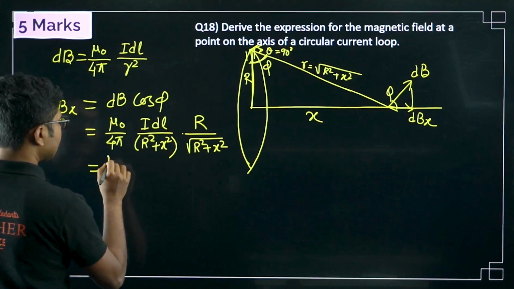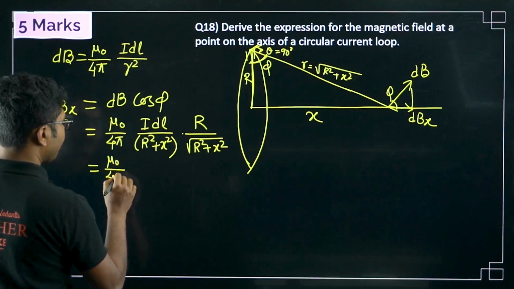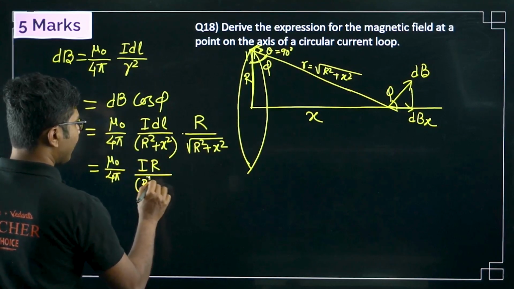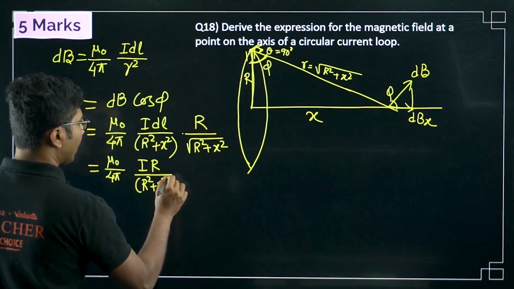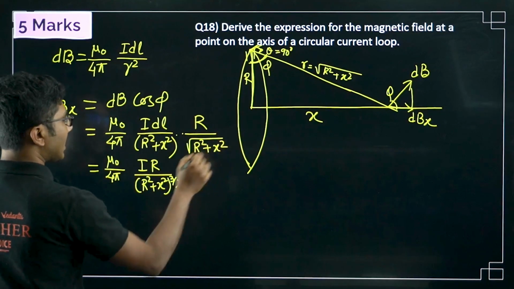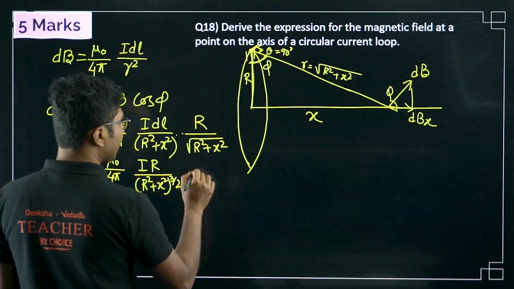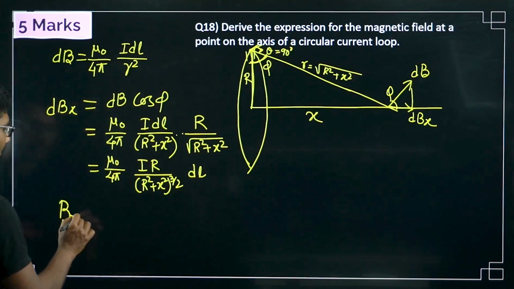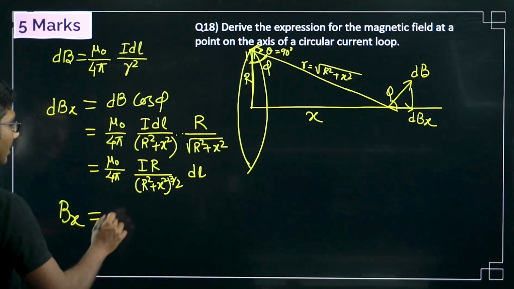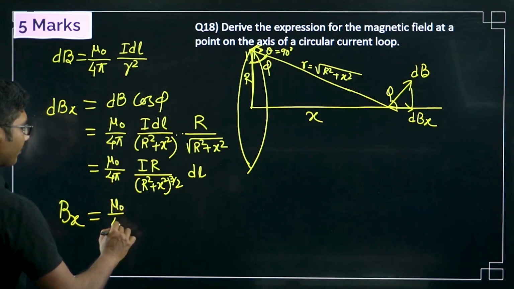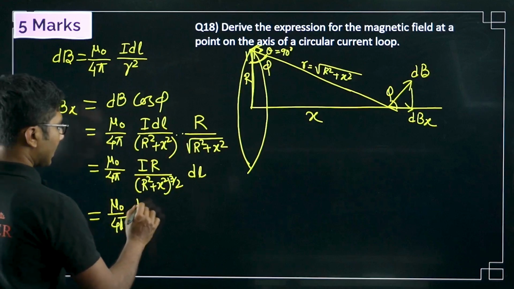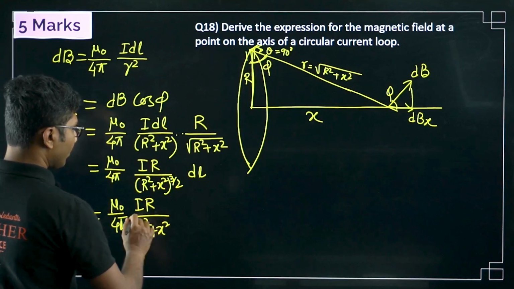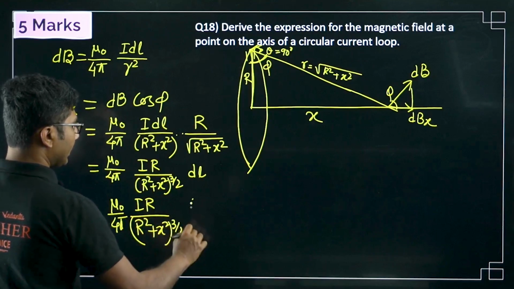Now we have to organize it a little bit. Mu naught by 4 pi I R by R square plus x square to the power 3 by 2. So this is 1, this is half, it will be 3 by 2, into dl. Okay, now we have separated dl. Now total magnetic field Bx will be equal to, everything will be same, mu naught by 4 pi, I R by R square plus x square to the power 3 by 2, integration of dl.